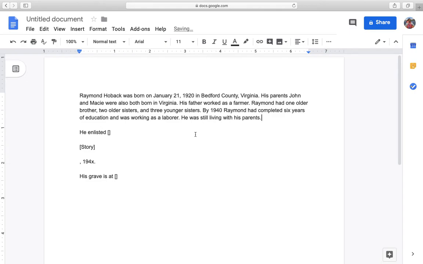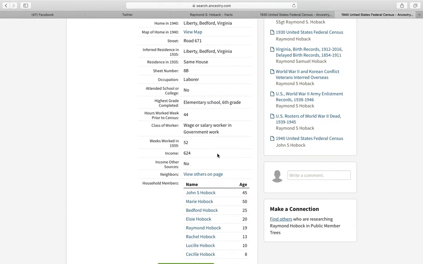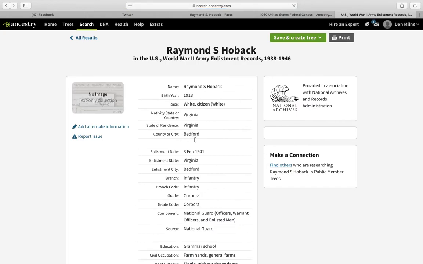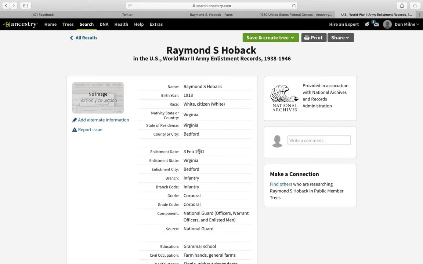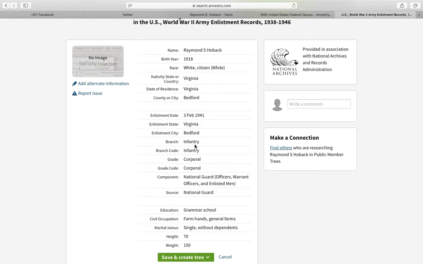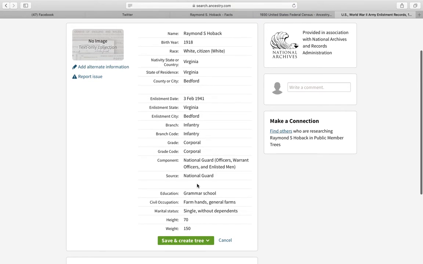Okay, as far as his enlisting information, right here is his U.S. World War II Army enlisting records. So I can click onto that. It says right here he enlisted on February 3rd, 1941 into the infantry. And he actually enlisted through the National Guard. So he was a National Guard soldier in Virginia, and it was federalized to become part of the Army. So it even shows how tall he was and how much he weighed if you wanted to include that information in your story about Raymond.